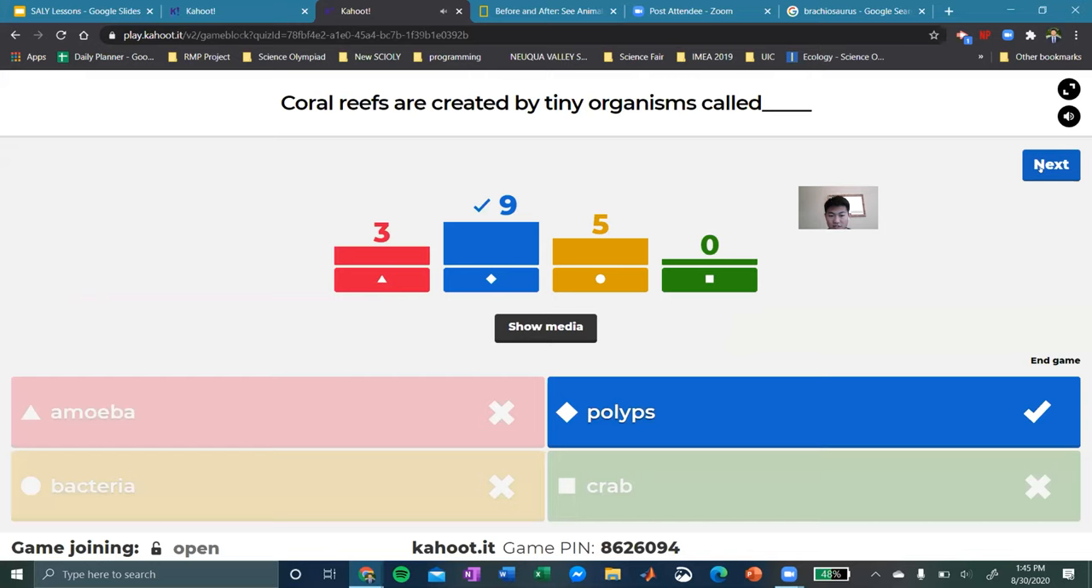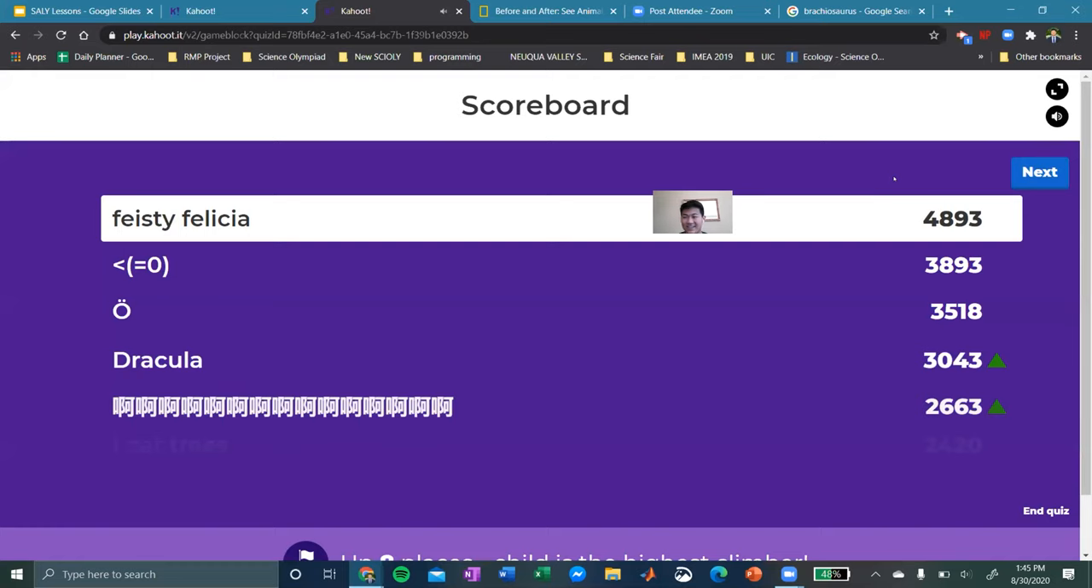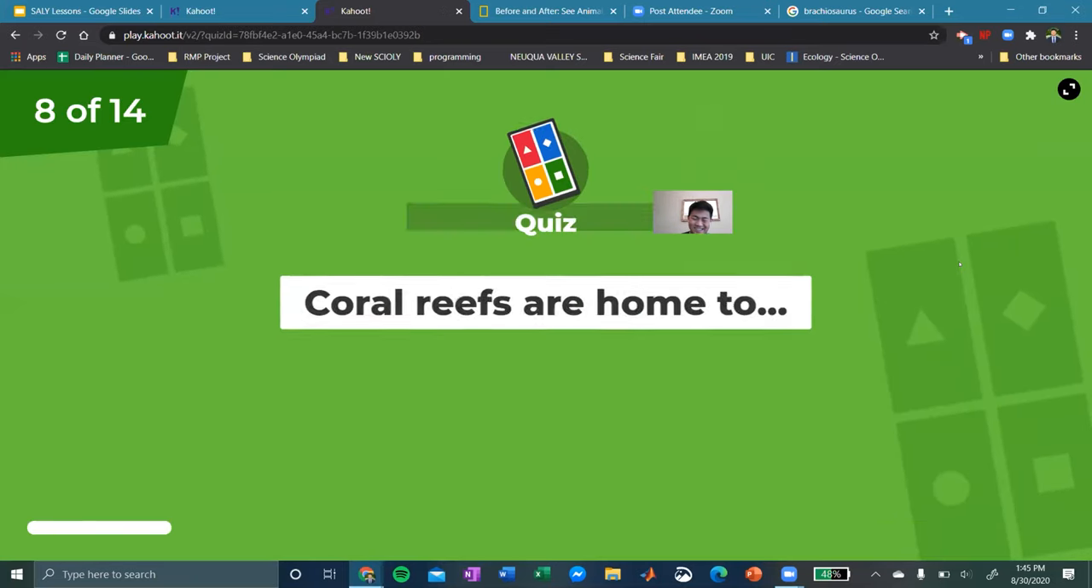Okay, so the answer is coral polyps. So corals are actually not one organism, but a colony of these little polyps, if you remember from our coral lesson. Okay, Feisty Felicia. Very impressive.